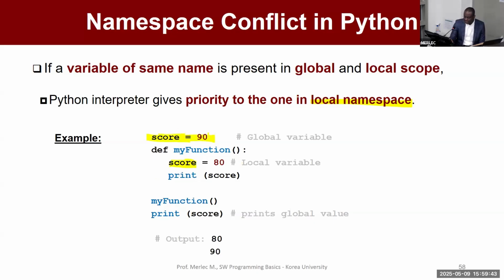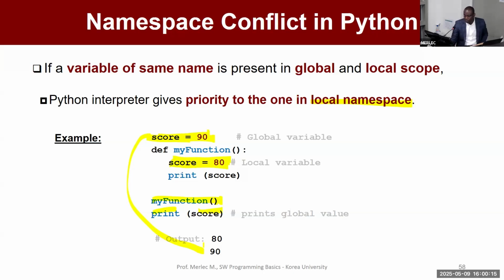Like here, 90, when you call the function, at this time, it will just use the local value from inside the function for the operation. But when you call print score, it will just use this global variable. This is the illustration of the scope of global and local variable.